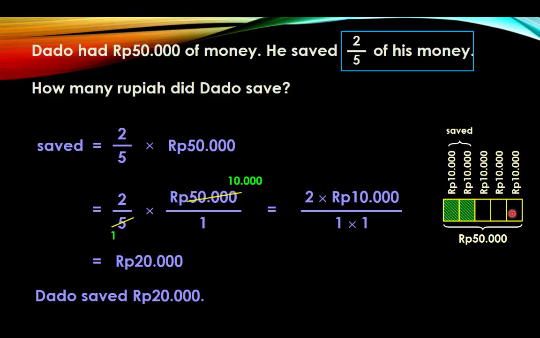If we take 2 parts, it means there are 2 of 10,000 rupiah. It means 10,000 rupiah plus 10,000 rupiah, which is 20,000 rupiah. So the answer is 20,000 rupiah. And we conclude the answer: Dado saved 20,000 rupiah.